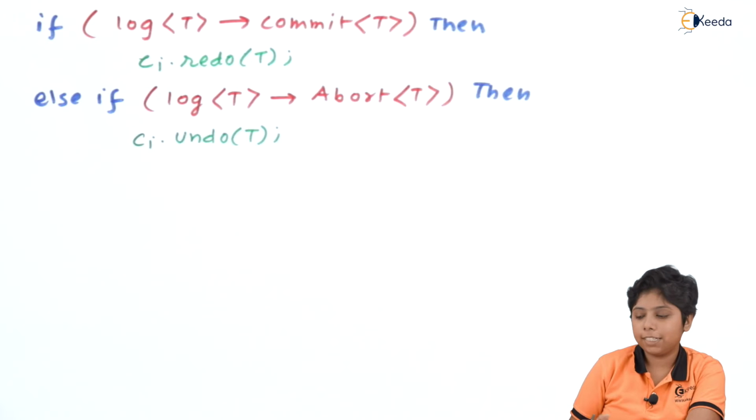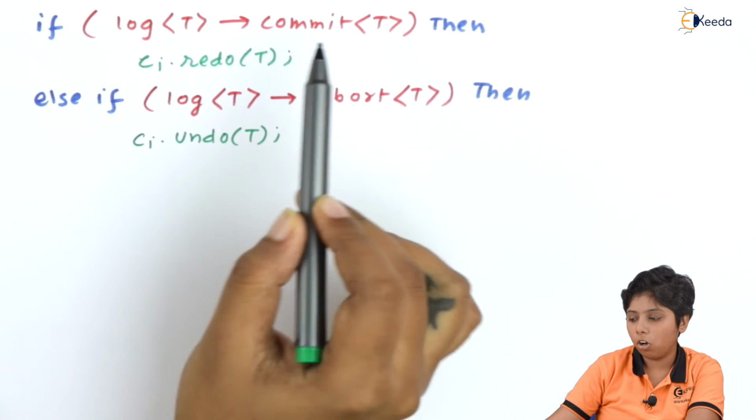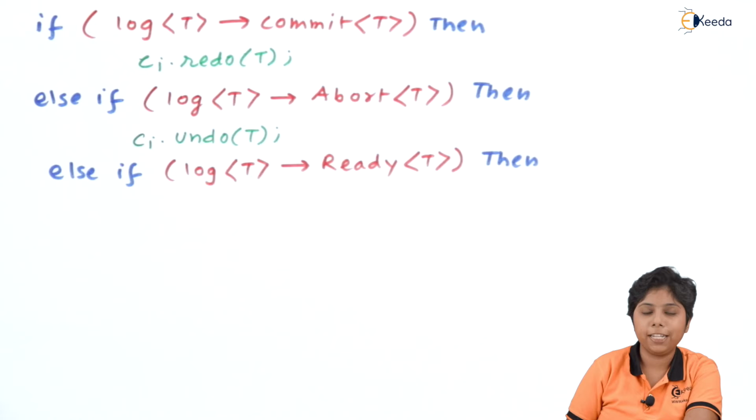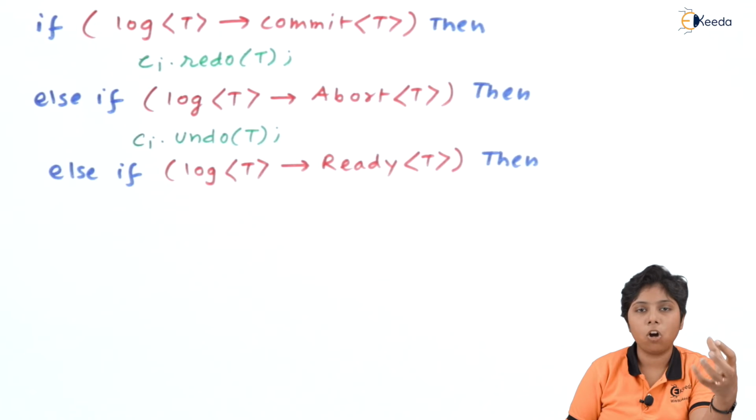Next, the log of T does not contain a commit or an abort. Other than commit and abort, it contains another record, the ready T. That means now my log contains a ready T command. If it contains the ready T, then there can be two situations, depending on whether the ready T was sent by the participating site.